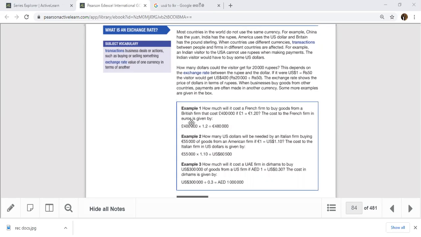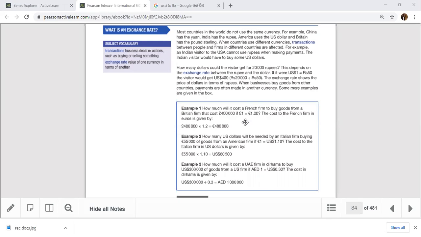Look at this example. This company is going to import. How much will it cost a French firm to buy goods from a British firm that cost 400,000 pounds, if 1 pound equals 1.20 euros? Now they are going to import some items from a European country, France. The foreign exchange rate is 1 pound equals 1.2 euros.